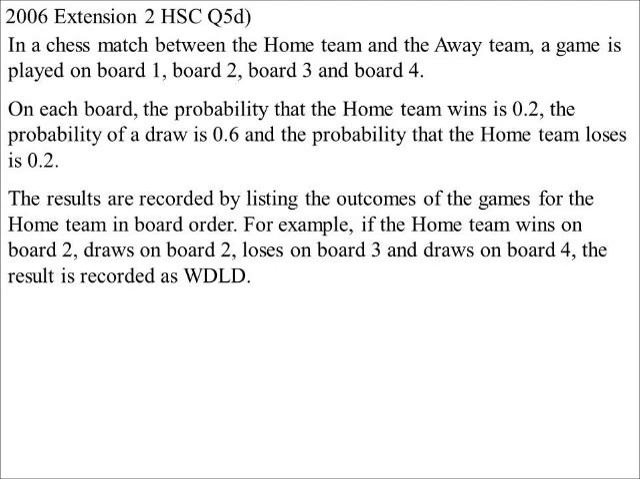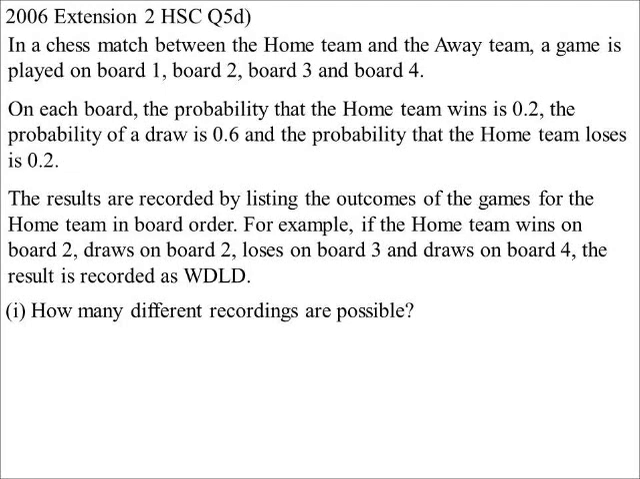The results are recorded by listing the outcomes of the games for the home team in board order. So to make that clear, they've said, as an example, if the home team wins on board, that should be board 1, shouldn't it? Home team wins on board 1, draws on board 2, loses on board 3, draws on board 4, then we'd write the result down as WDLD. So win, draw, loss, draw. Okay. How many different recordings are possible?